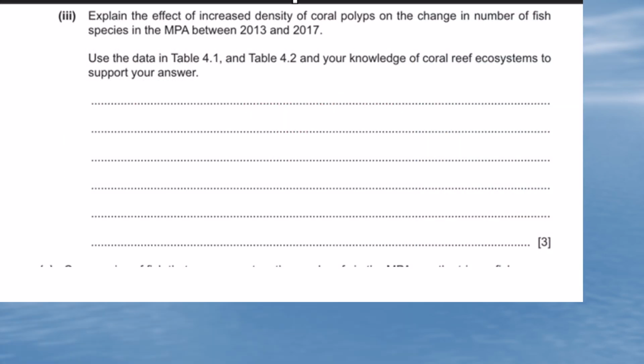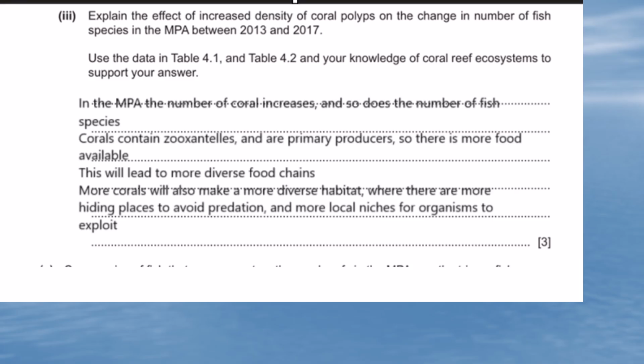So we get to the explain part. Explain the effect of increased density of coral polyps on the change of the number of fish species in the MPA between 13 and 17. And we have to use the data in both table 4.1 and 4.2. So there's a lot to do in this question here. I would answer it like this. I'll start by saying that in the marine protected area, the number of corals increases, and so does the number of fish. Hence, I've now used the data in 4.1 and 4.2.